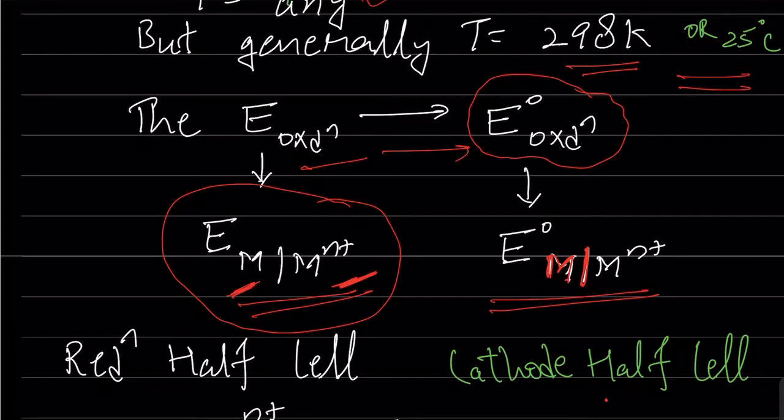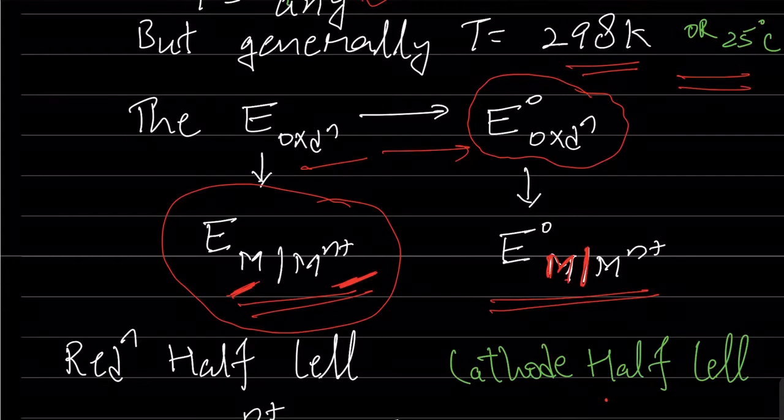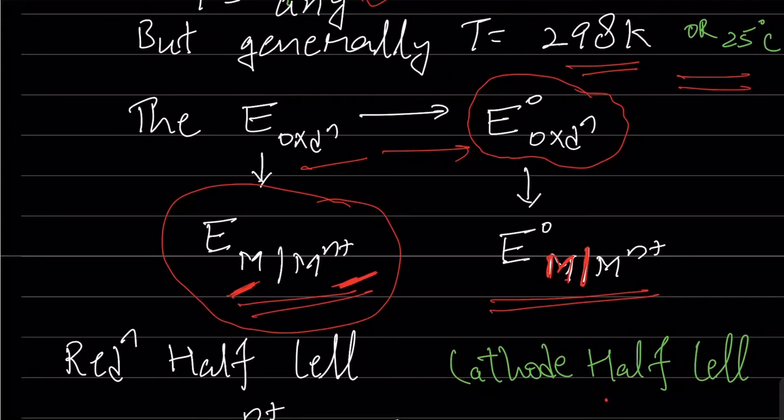When the concentration is 1 molar, pressure 1 bar, temperature 25 degrees Celsius, then the oxidation potential will be called standard oxidation potential and will be represented as M straight line Mn positive. Straight line means obviously two different phases. Initially it was M on the left hand side, finally it became Mn positive.